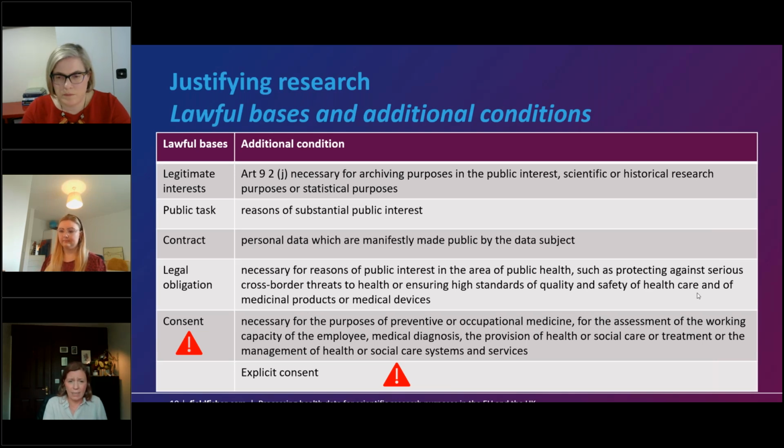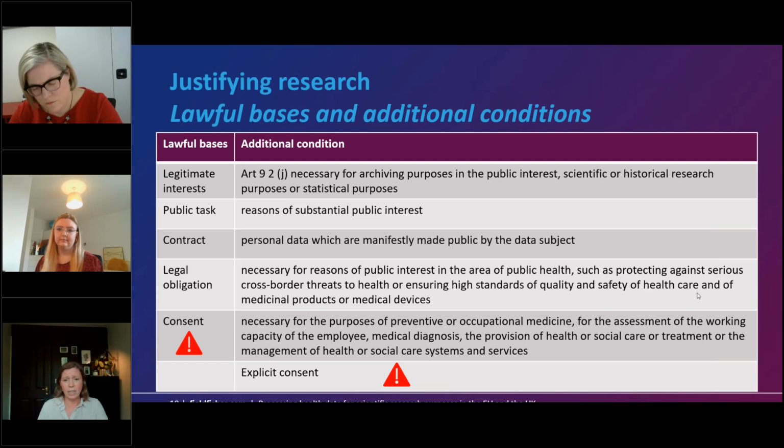So we pick a lawful basis, as I said, likely to be legitimate interest or public task, possibly legal obligation. And then we also need to have an additional condition to justify what we're doing. So the first one, I mentioned Article 9(2)(j). We haven't referred to sections of GDPR generally in this webinar, but I mentioned that one only here because if you're reading in this area about data protection and research, you're likely to come across that reference frequently. So it's to explain that that is the reference to the principal additional condition for research.